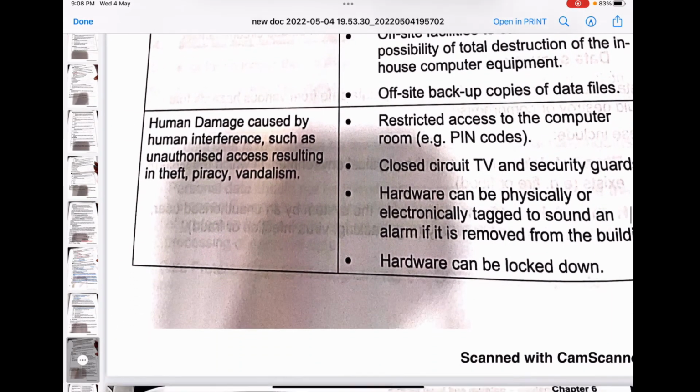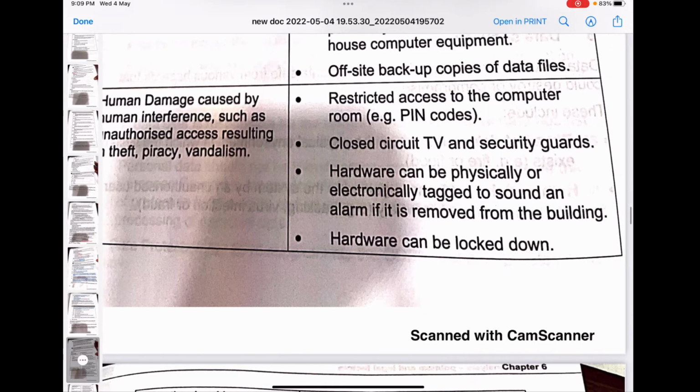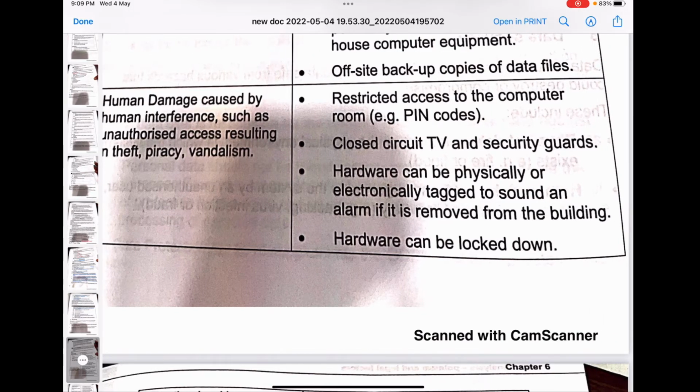Human damage caused by human interference, such as unauthorized access. So restricted access: we can have the computer room with some PINs or restriction, a password, closed circuit TV, and security guards. Hardware can be physically or electronically tagged to sound an alarm if it is removed from the building. Hardware can be locked down.